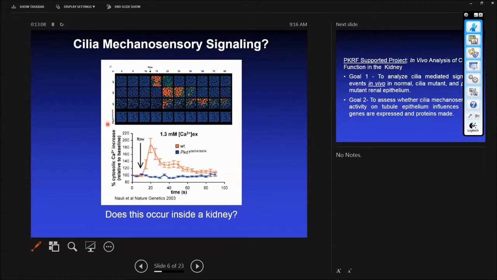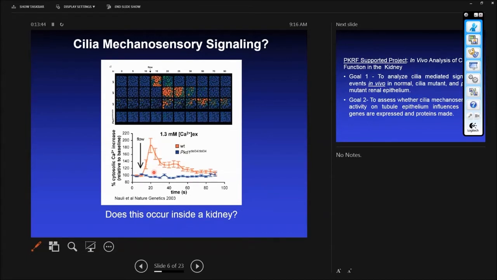But what was intriguing is if they did this in the context of a cilia mutant or in a cell that lacks the polycystin proteins, that calcium signal never occurs, and that's quantified here. Normal, you get this flow-induced increase in calcium. In the context of a cilia mutant or a polycystin mutant, that never occurs. This model has recently been brought into question by Dr. Corey and Clapham's group at Harvard. So the role of cilia in mechanosensing is still a major question.